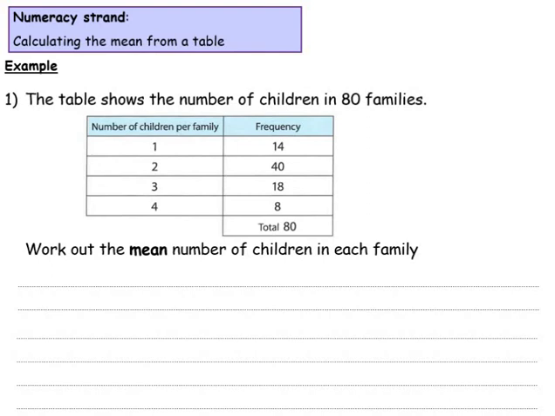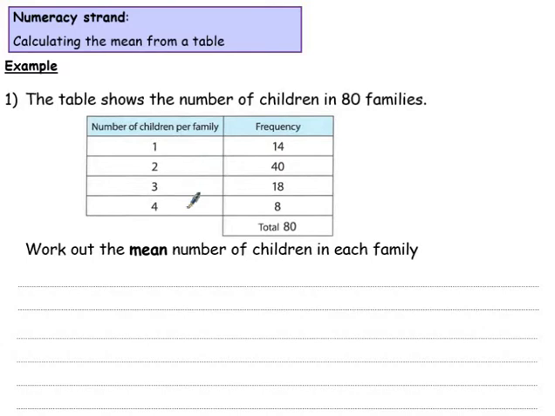So we are now going to have a look at the numeracy strand, calculating the mean from a table. Now the first example says that the table shows the number of children in 80 families. So we have the number of children per family. So we have 1 child, 2 children, 3 children and 4 children.